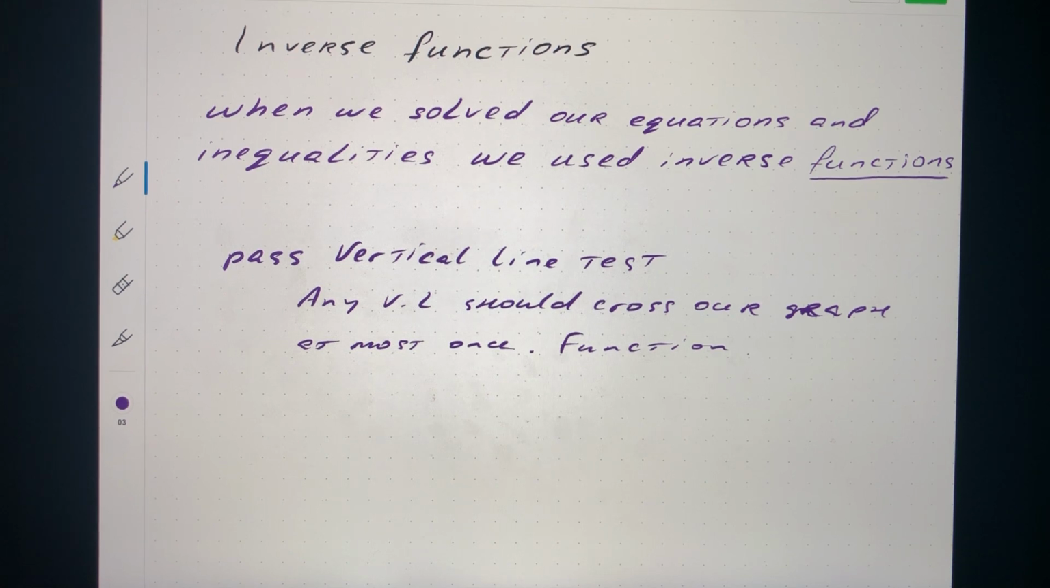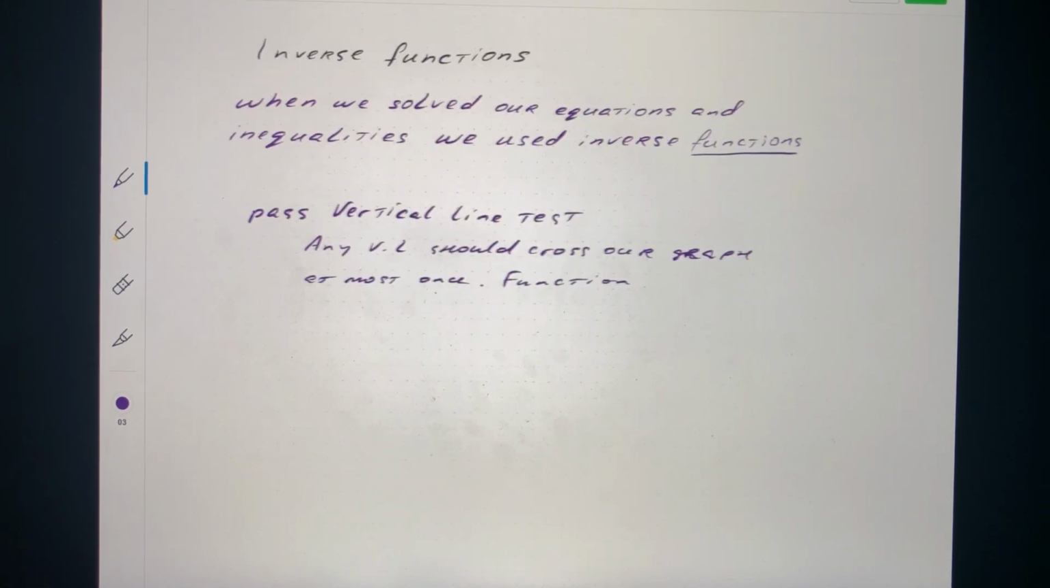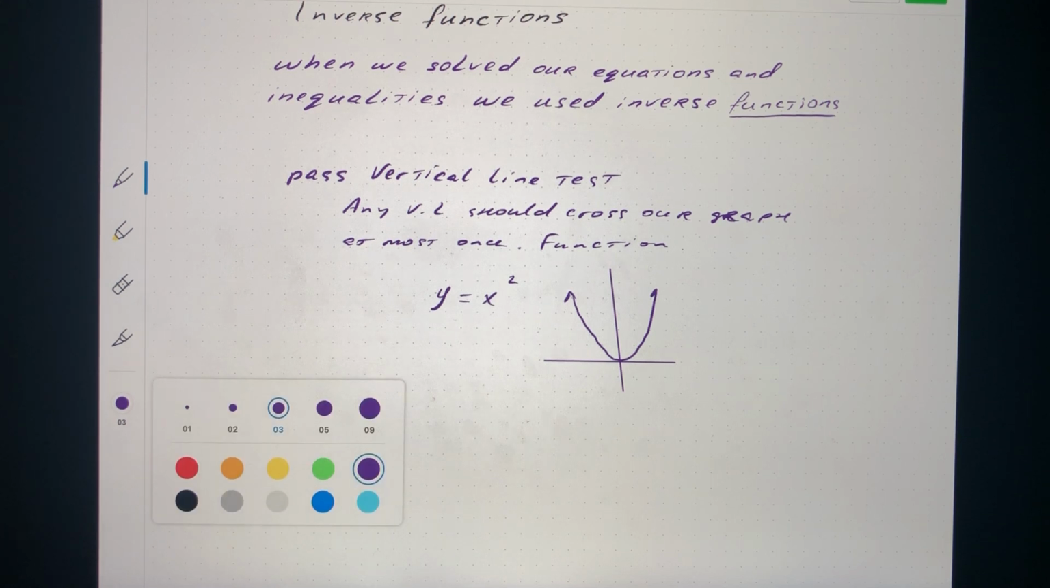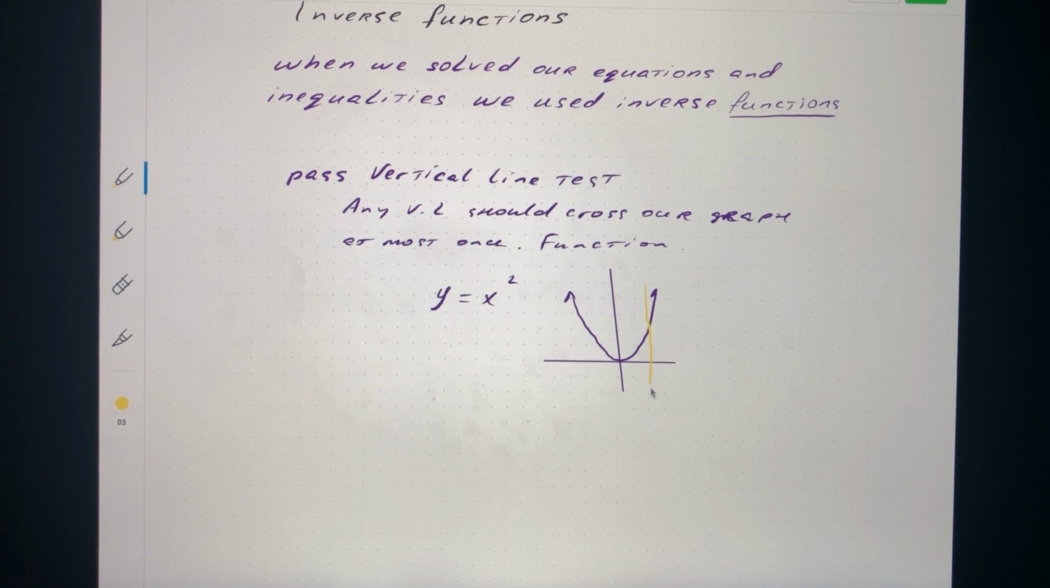So if we have some kind of a function, some kind of expression, and we make a sketch of it, so let's say here is y equals x to the 2. We know what they look like. These are quadratics. They look like a U shape. So we would get something that looks like this. And if we imagine drawing vertical lines anywhere on that picture, any vertical line will only cross our graph once, no matter where we make the vertical line. So this is a graph of a function.